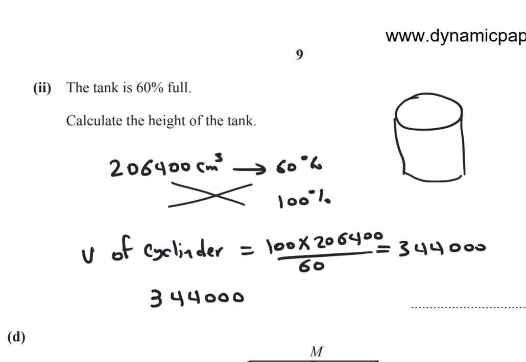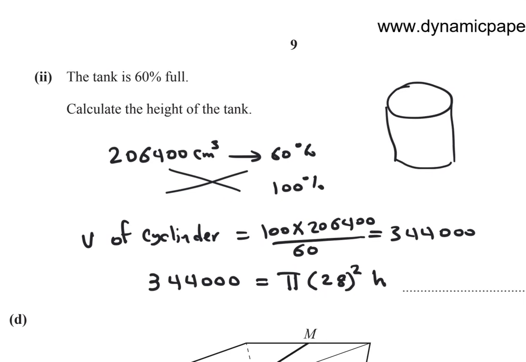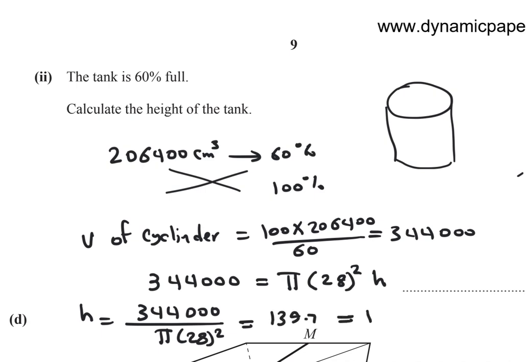Now 344,000, the volume of the cylinder, equals pi r squared times height. So pi times r, where r equals 28, so pi times 28 squared times the height. Now you can find the height. So the height equals 344,000 divided by pi times 28 squared, which equals 139.7. So 140 to 3 significant figures.